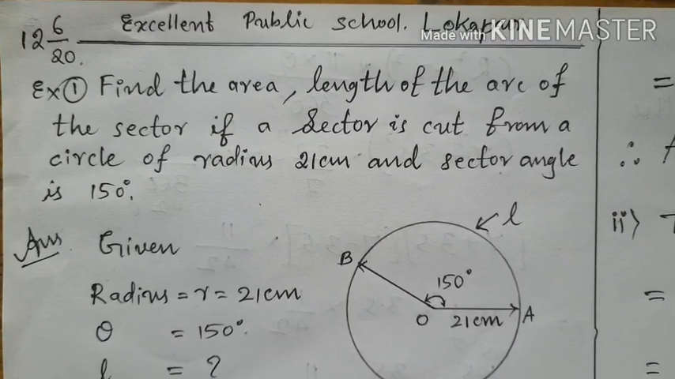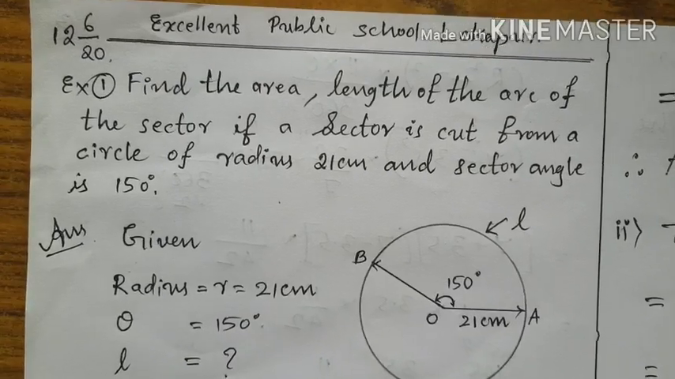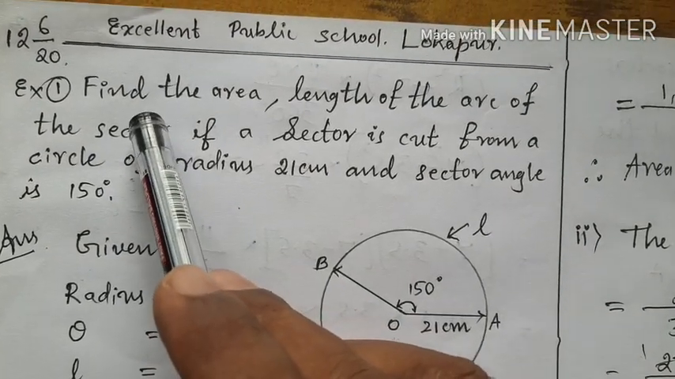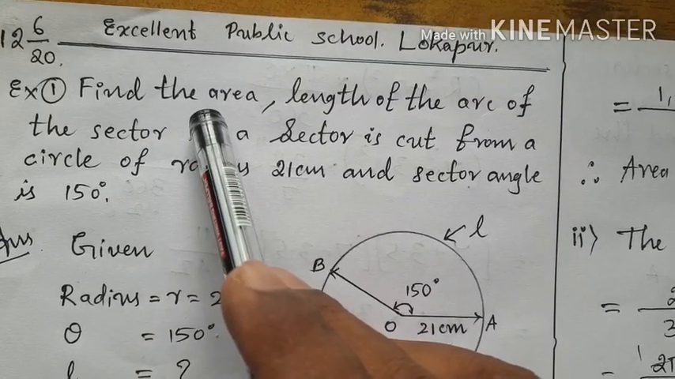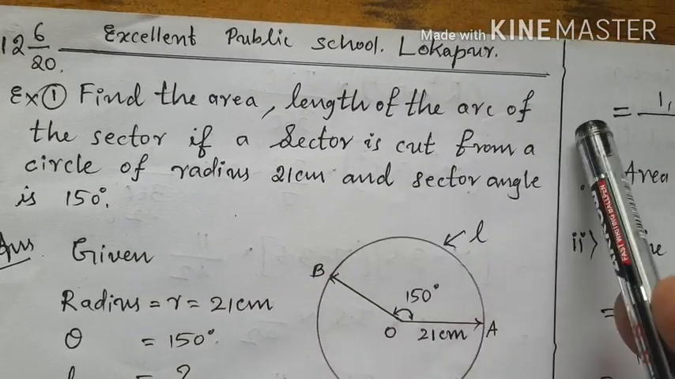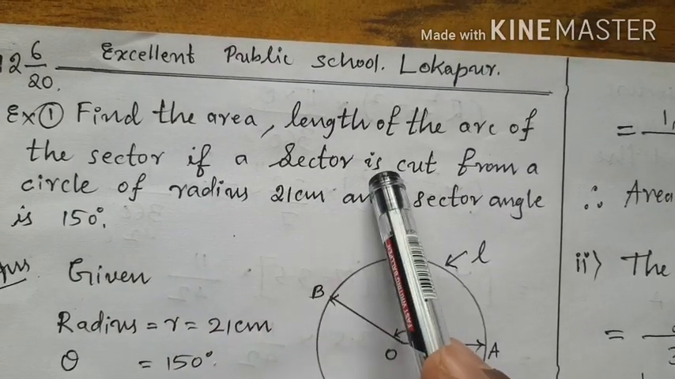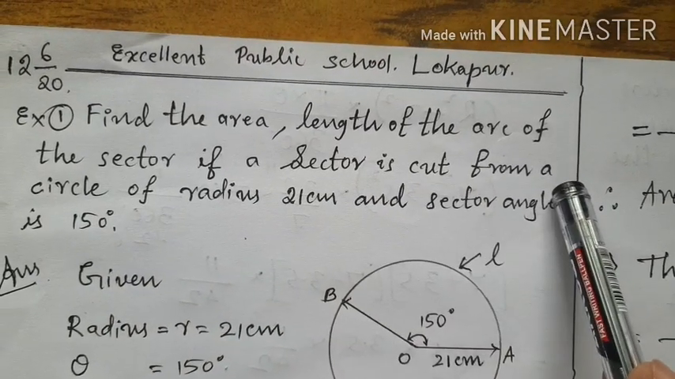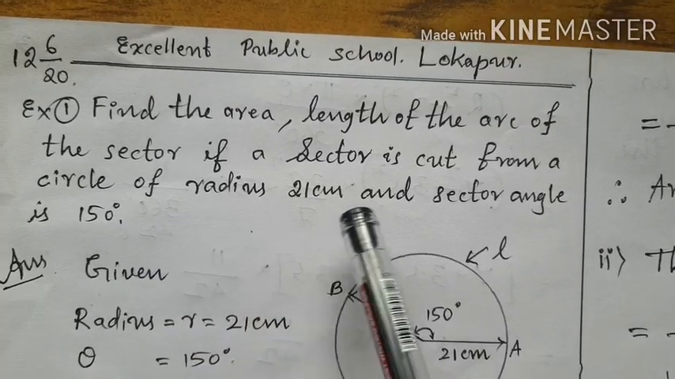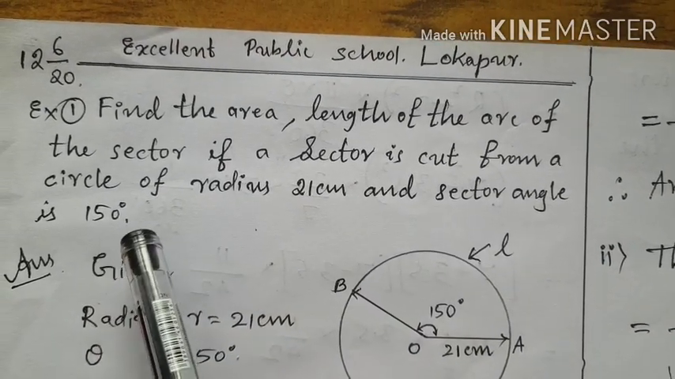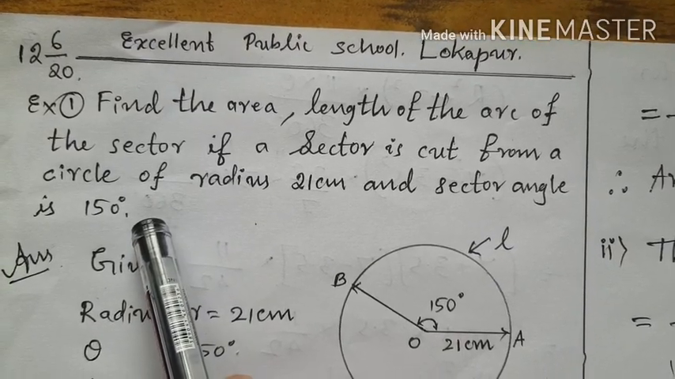Okay, children, today we will start with a question. The question reads: find the area and length of the arc of the sector if a sector is cut from a circle of radius 21 centimeter and sector angle of 150 degree.